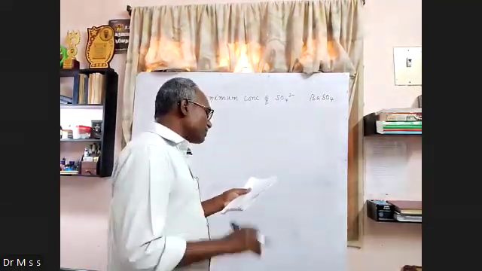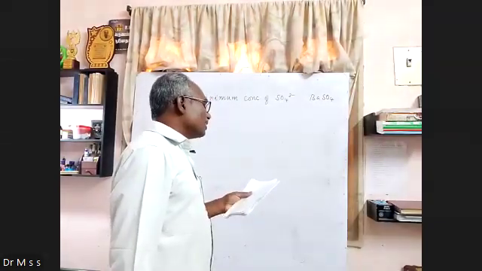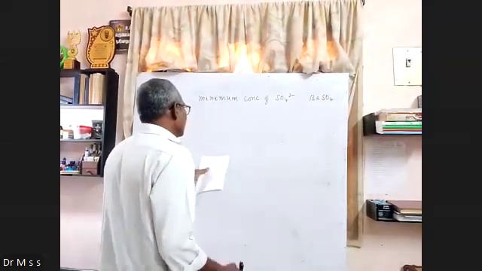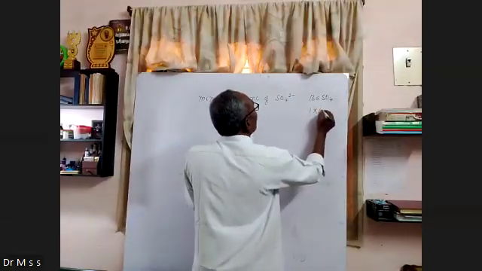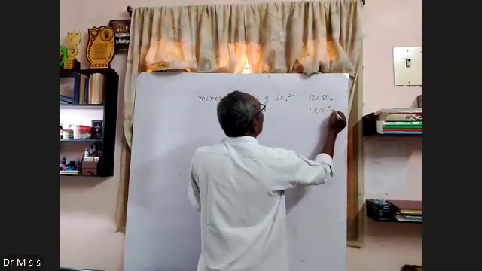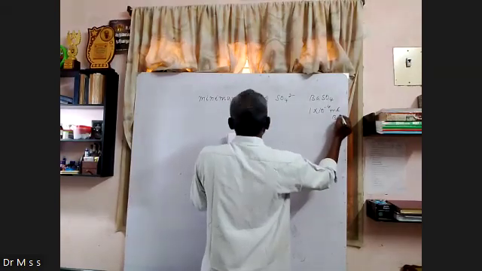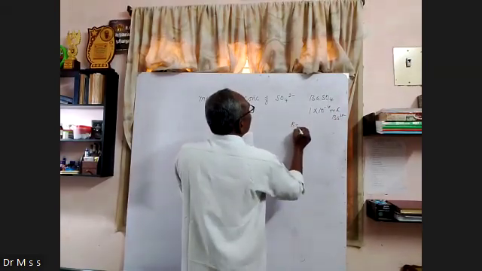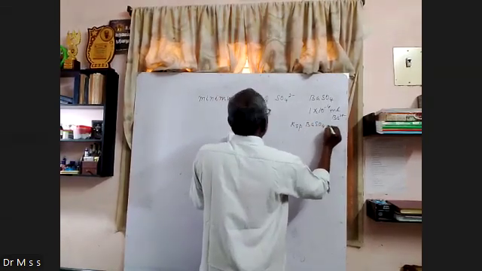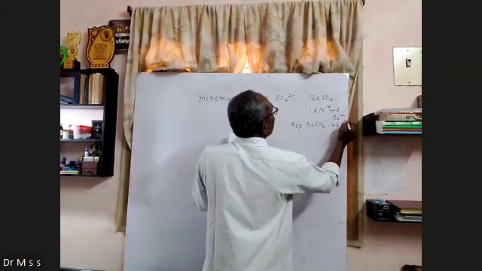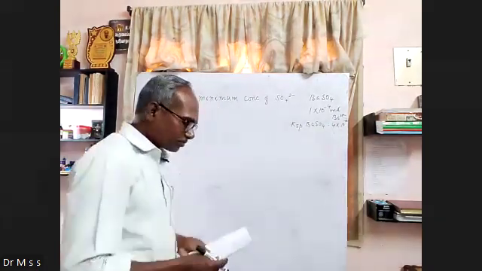What is the minimum concentration of SO4 2- required to precipitate barium sulphate from a solution containing 1 × 10⁻⁴ mole of barium 2+? KSP of barium sulphate is 4 × 10⁻¹⁰. Watch closely now.